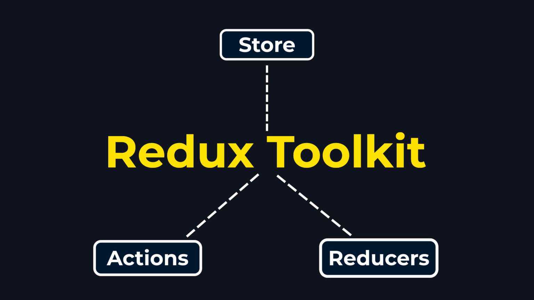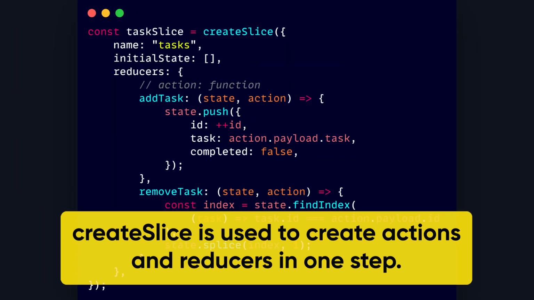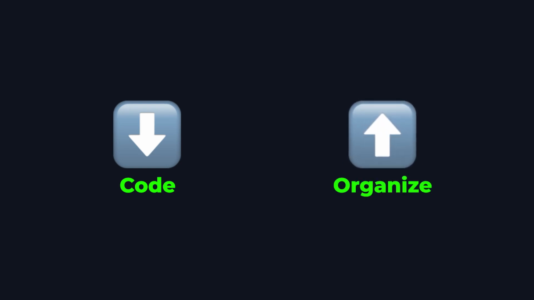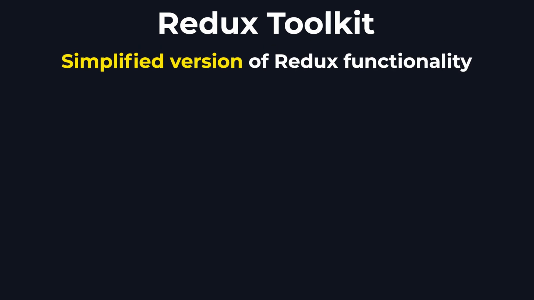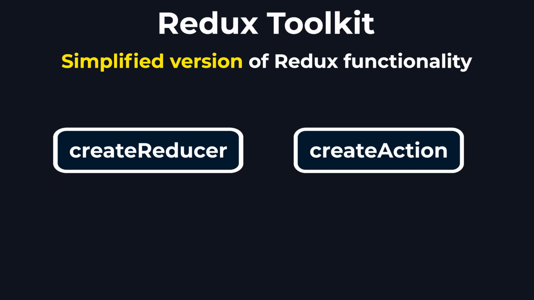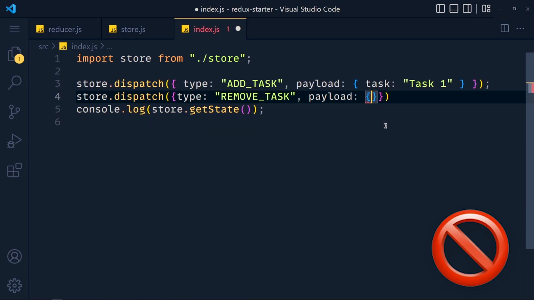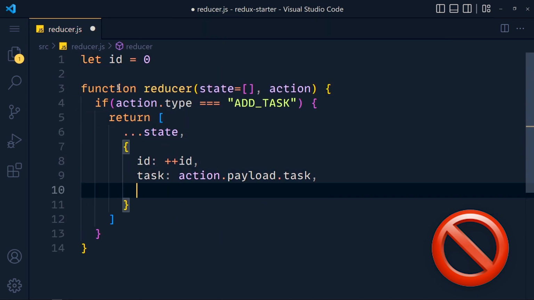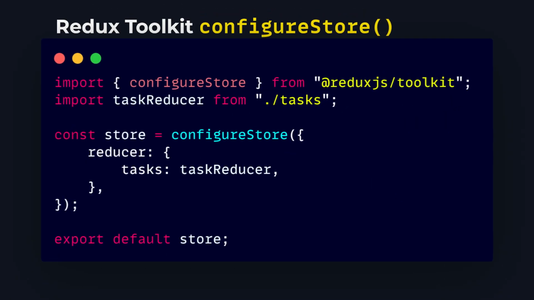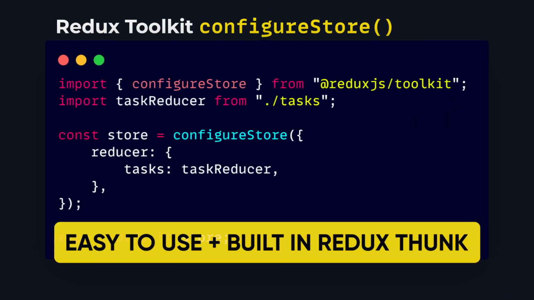It can automatically create slices of the store that handle specific pieces of state using the createSlice function. This means you write less code and your code is more organized, which is pretty cool, right? Also, Redux Toolkit has simplified versions of several common Redux functionalities such as createReducer and createAction. So we don't need to create actions and reducers from scratch, which makes it easier to write concise and readable code. Additionally, Redux Toolkit has configureStore, which provides a default setup for the store and lets you easily enable additional middleware.